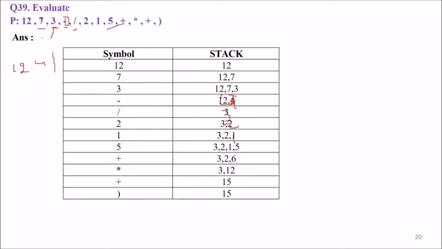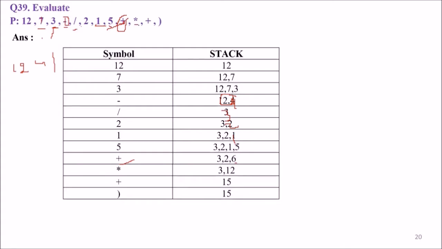But after 5 we encounter an operator, plus. So the operator will act on 1 and 5. As the operator comes, the previous 2 will be popped and the operation will be done on them. So 1 and 5, the operation will be plus, so the result will be 1 plus 5, which is 6. 6 will be placed on top of the stack.